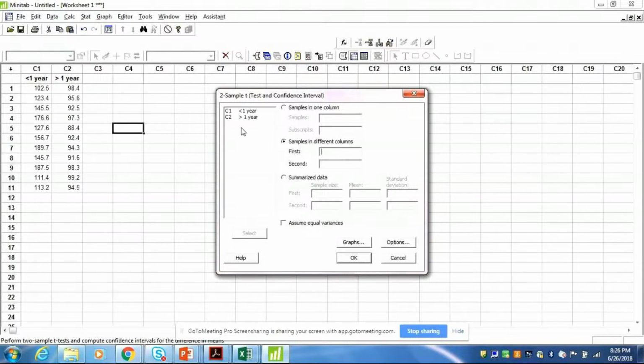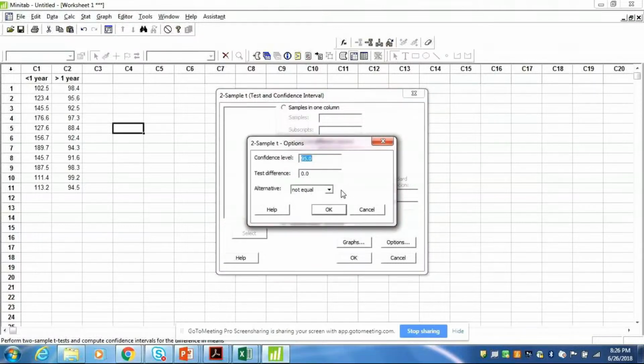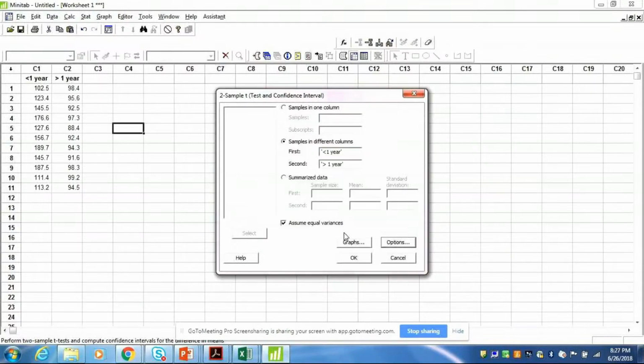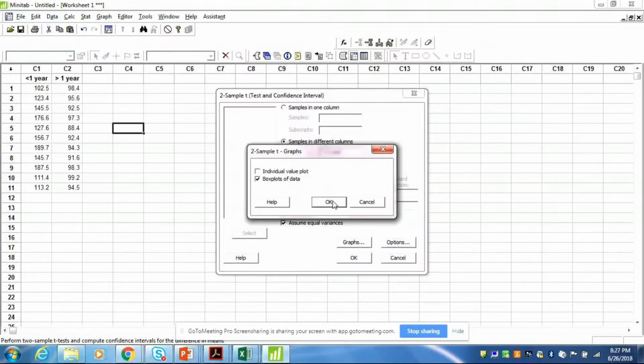Okay, so let's select less than 1 year and then greater than 1 year. Click on assume equal variance. And in options, I don't have that. Is that in options? Oh, there it is. Okay, and then in options, keep alternative as not equal. Okay, and then click on OK. You can actually go to graph and plot a box plot as well.